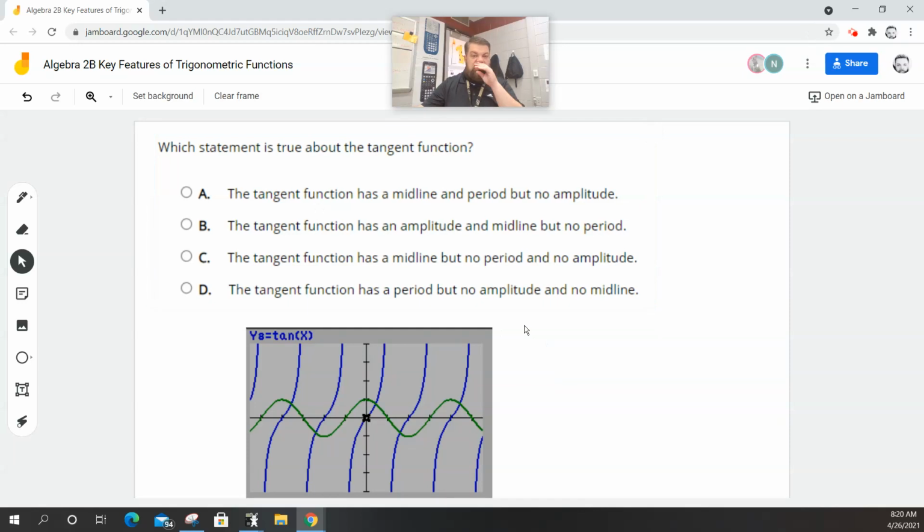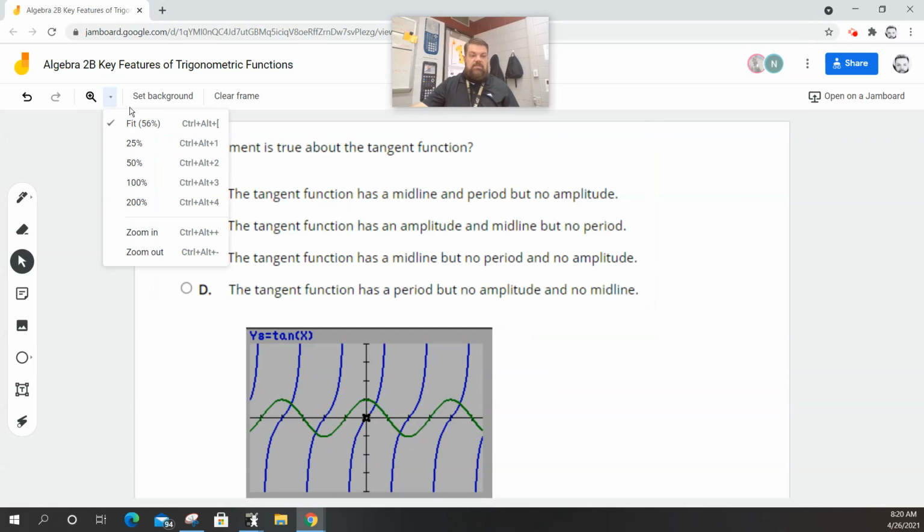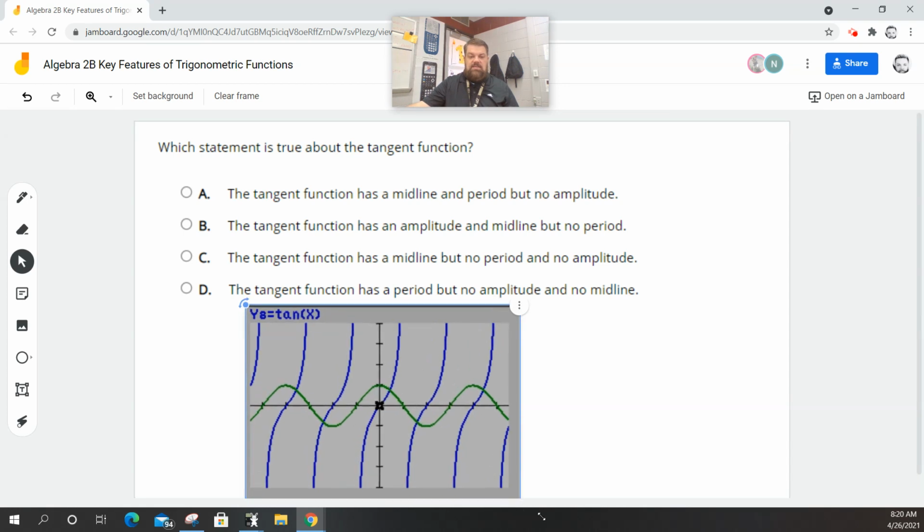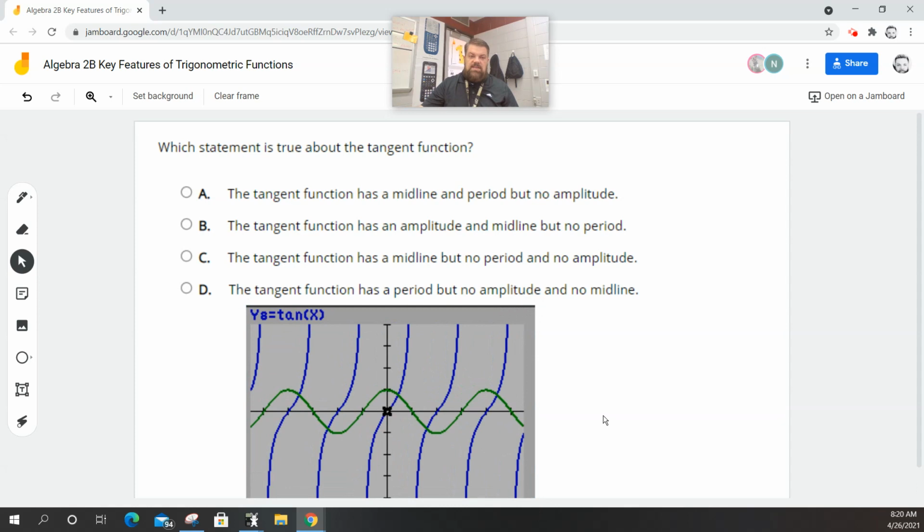All right, so this one says, which statement is true about the tangent function? And then I threw a graph down here of a tangent function. Remember, the tangent function is blue. So the first one says, the tangent function has a midline and a period, but no amplitude.